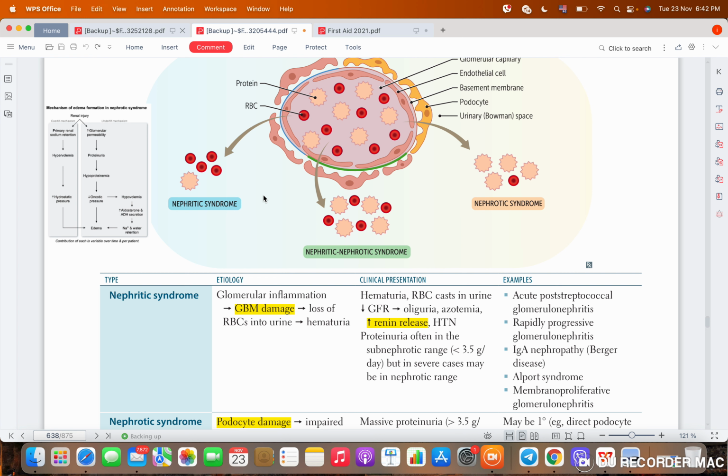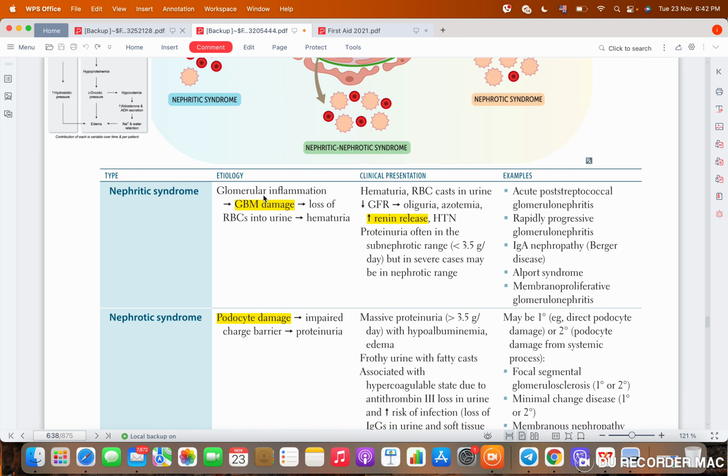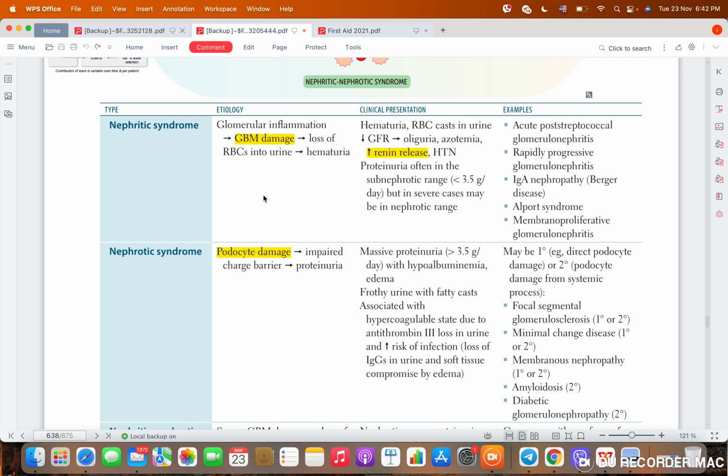It's type 4, yes. So they write, glomerular inflammation will lead to glomerular basement membrane damage, loss of RBCs into the urine, leading to hematuria. Okay, hematuria, RBC casts in the urine, decreased GFR, and oliguria. So oliguria will be present as well. Also azotemia. So again, hematuria, RBC casts in the urine, and decreased GFR. So there will be blood in the urine.